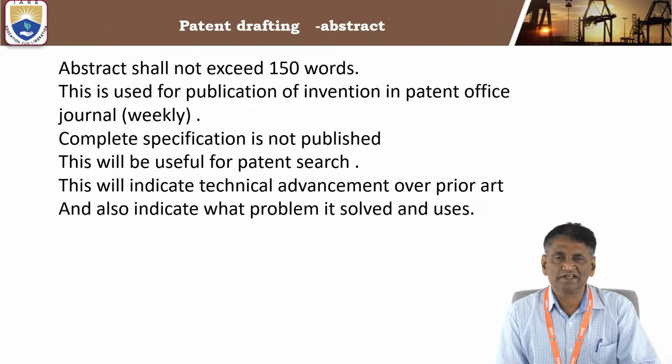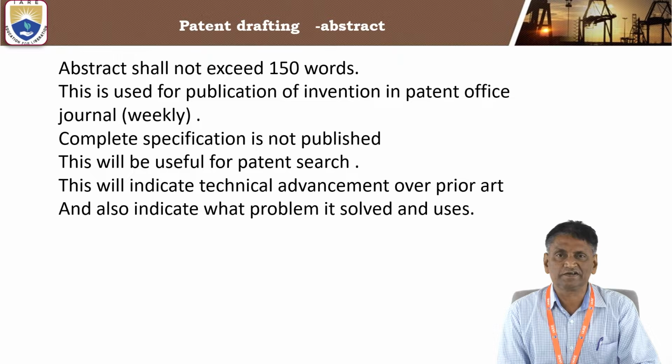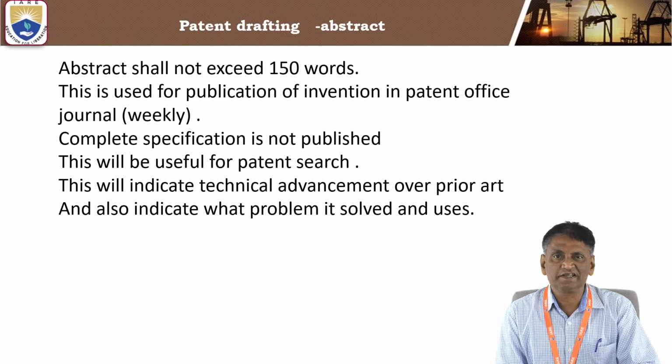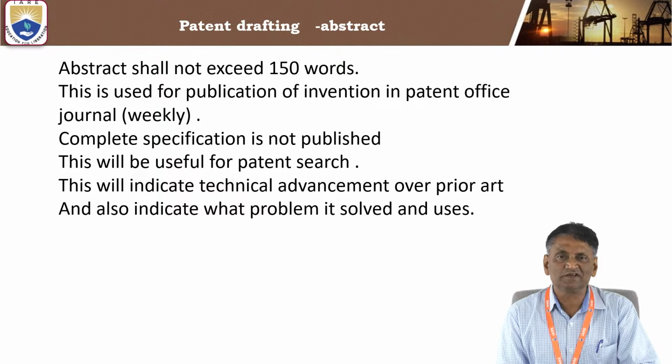Actually, the abstract only gets printed in the patent office journal. It generally releases every week. So anybody who reads this abstract shall be able to understand the field of technology to which this particular invention belongs, and what is the advancement compared to the prior art. So most of the time we need not read the entire specification. From the abstract alone we will know what this invention is. Only if further required will we go to the specification.